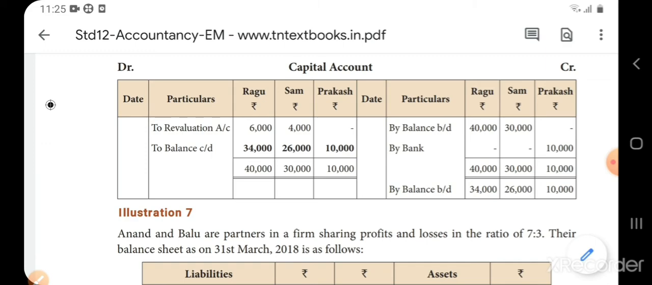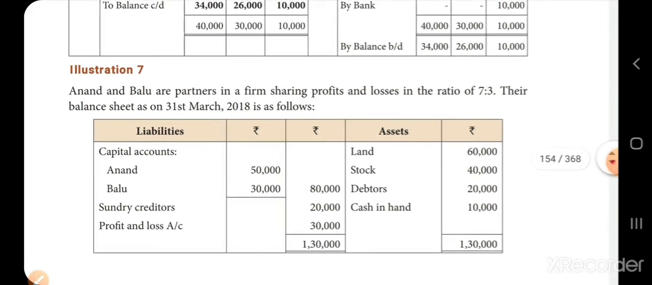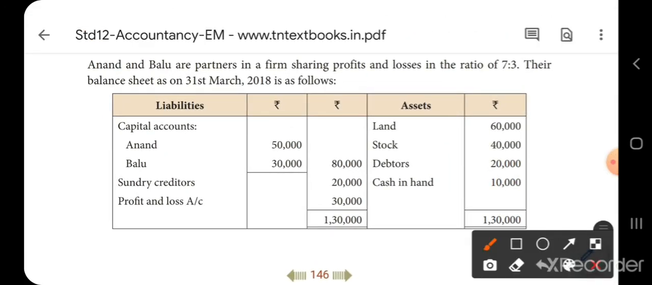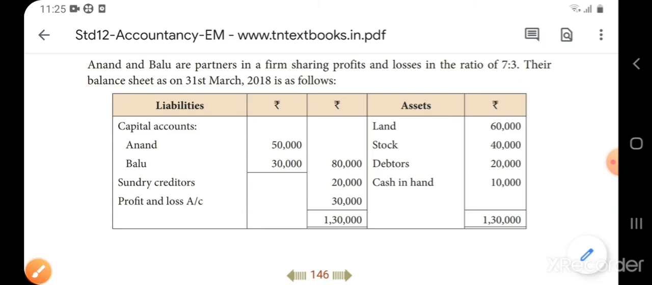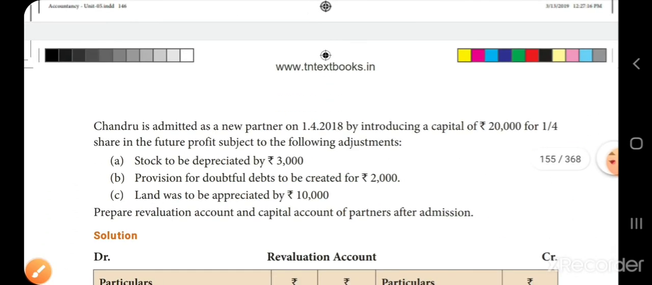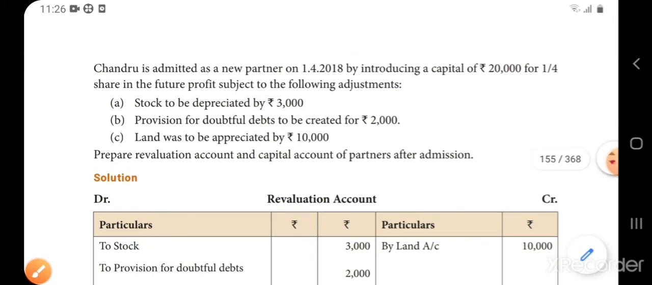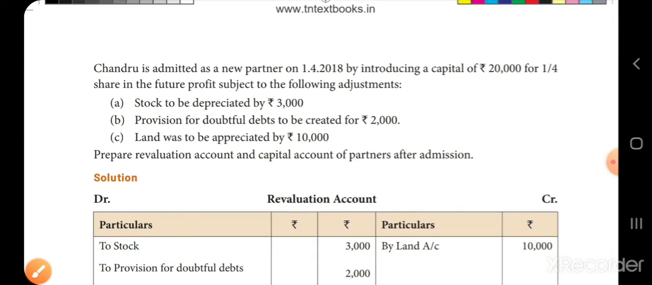Now we'll see illustration 7. Anand and Babu are partners in the firm, sharing profits and the loss in the ratio of 7:3. Their balance sheet as on March 31st is given. Chandru was admitted as a new partner on 1st April 2018 by introducing a capital of 20,000 for 1/4 share in the future profits, subject to the following adjustments. Chandru is bringing in capital of 20,000.